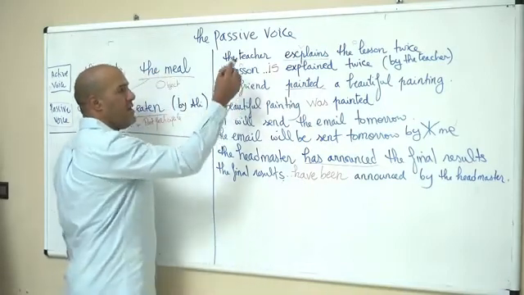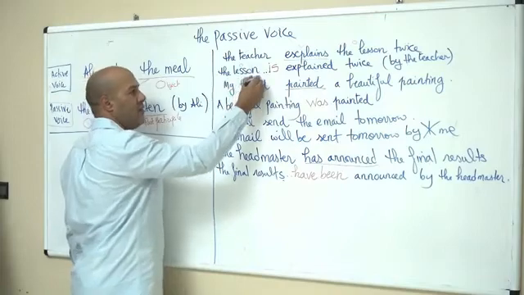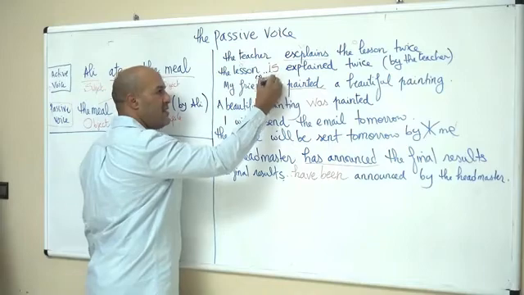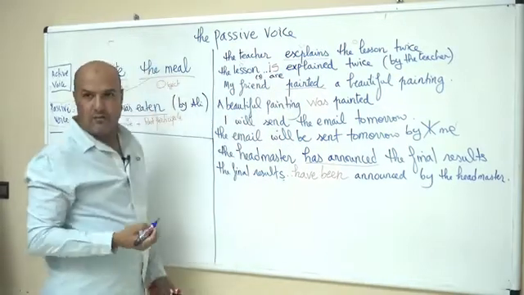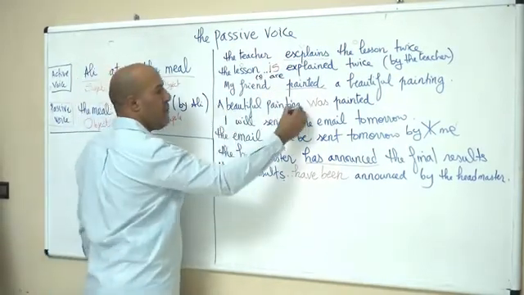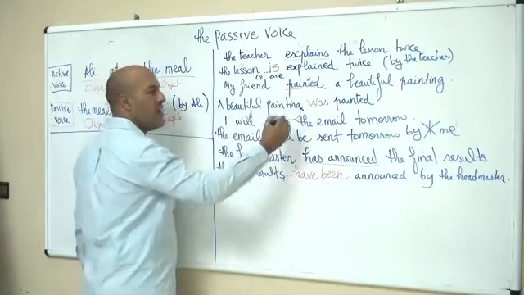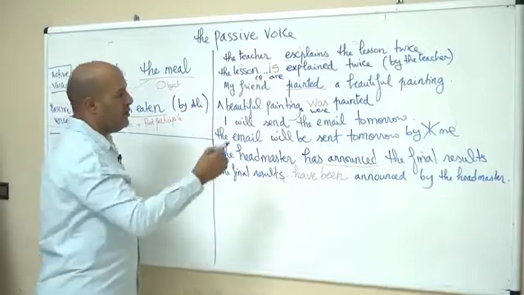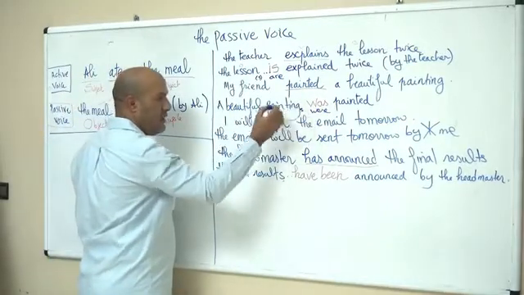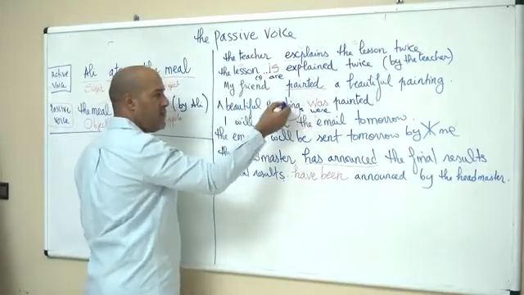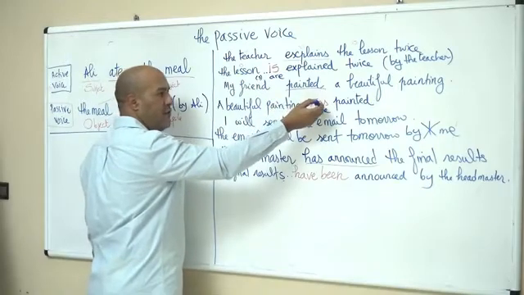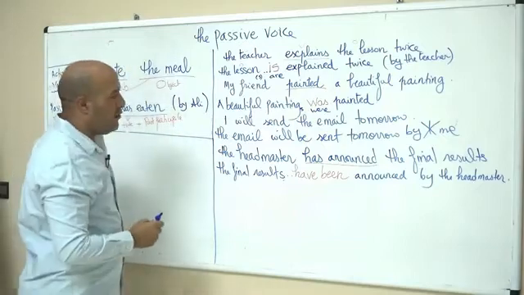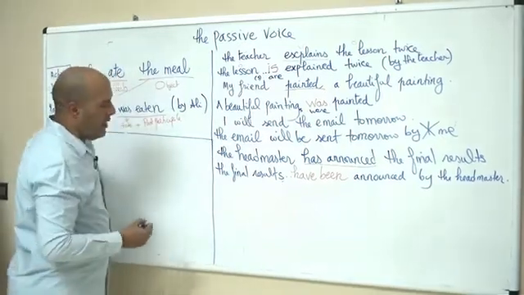Let's go back here. Imagine if I put here the lessons. The lessons, I make it plural. You should say the lessons are. If I say here beautiful paintings, you should say beautiful paintings were. So it's the object who decides. If the object is plural, you put the verb to be in the plural form. If it's singular, you put the verb to be in the singular form. So pay attention to this detail.